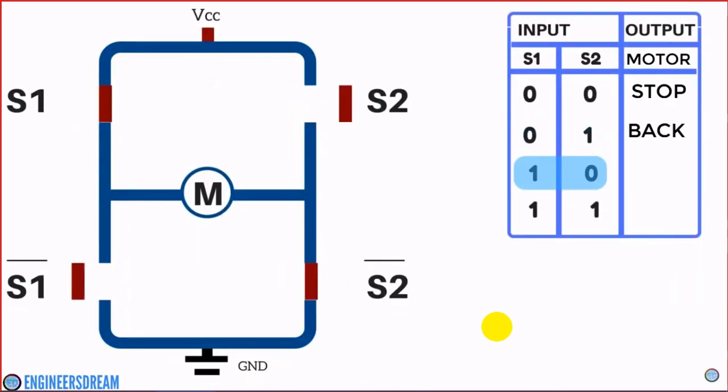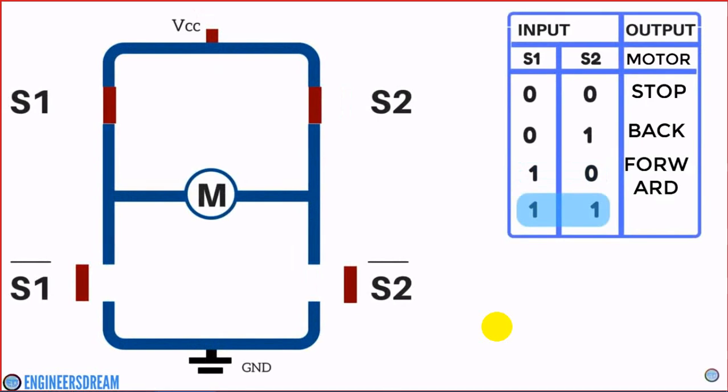Next, if we give a condition of 1, 0, that is S1 is 1 and S2 is 0. So in this case, the S1 switch will be closed, S2 switch will be open. Similarly, S1 bar will be open and S2 bar will be closed. So guys, in this case, the current will flow from VCC to S1. From S1, it will go to the motors. From the motors, it will go to S2 bar, and from S2 bar, it will go to the ground. So guys, when you give a condition of high, low, the DC motor will move, and it will move in the forward direction.